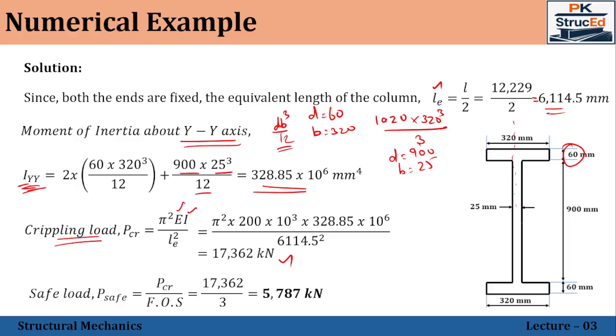Now the question is not only the crippling load, we need to find the safe load also. Safe load will be equal to crippling load divided by the factor of safety. With a factor of safety of 3, the safe load is calculated as 5,787 kilonewton. So the importance of the factor of safety is that Euler's critical load is divided by a factor of safety 3 to obtain the safe load. This problem is highly relevant for columns in industrial buildings as well as built-up steel members.